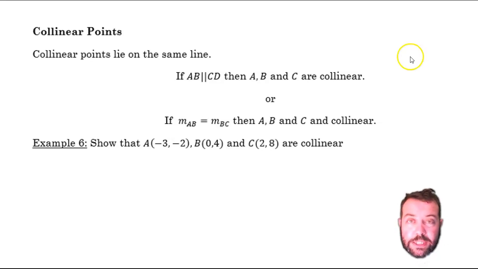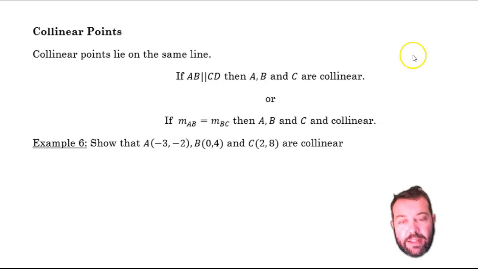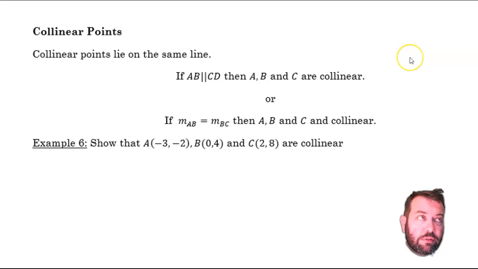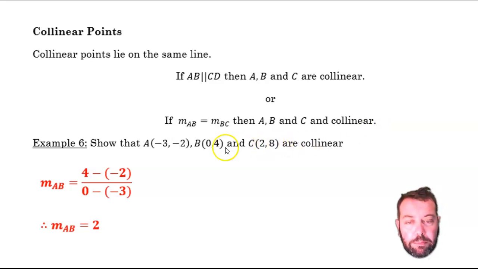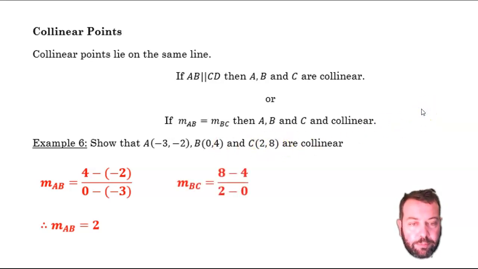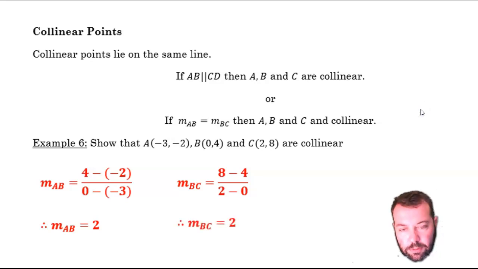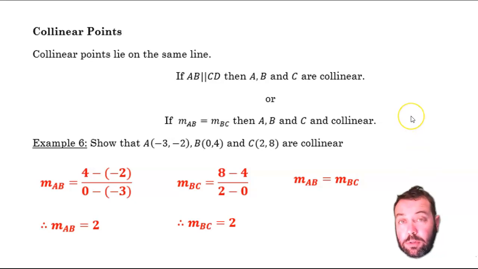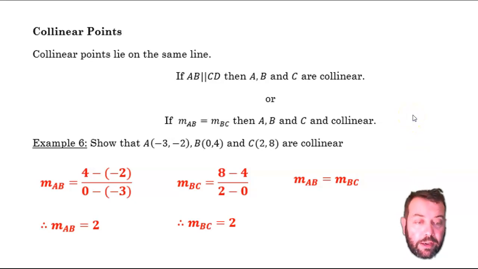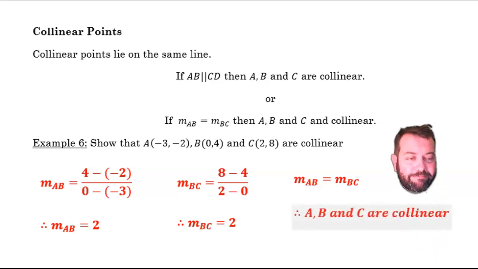So should you ever get a question saying, show that these points are collinear, this is how you can do that. We'll find the gradient of AB: 4 minus negative 2 over 0 minus negative 3 is equal to 2. Find the gradient of BC: that's 8 minus 4 on 2 minus 0, also equals 2. And then because the gradient of AB is equal to the gradient of BC, A, B, and C are collinear.